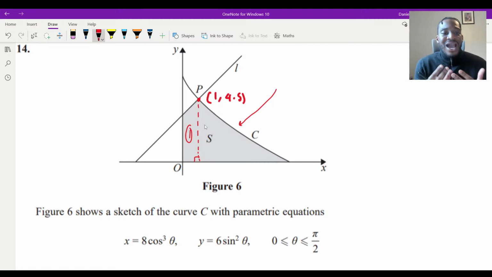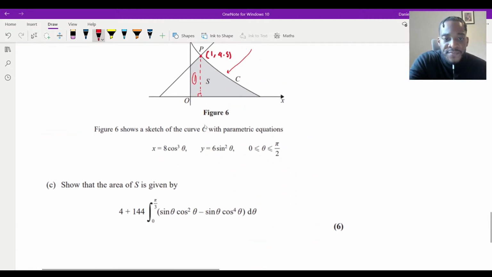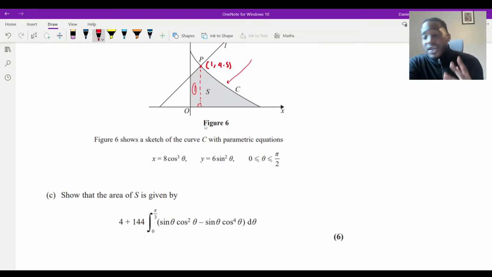Now, how do we get those areas? Well, what you could do is just think about integration and what you're actually doing. To find the area under a curve, you integrate definitely. You just have to create a definite integral.